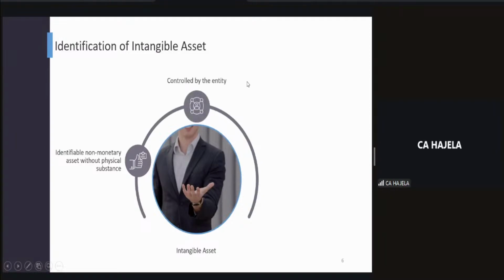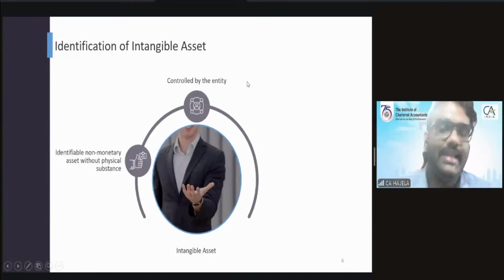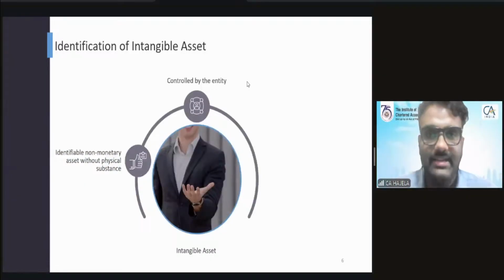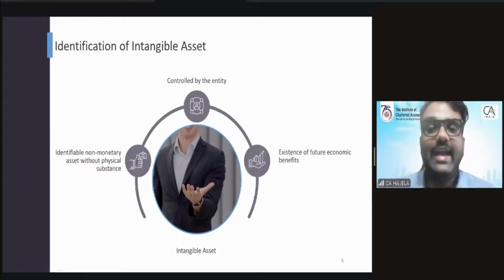which are of course controlled by an entity. They have to be controlled by an entity. For any asset to be considered an asset, it has to be under the control of an entity. This is pretty simple. And there must be existence of future economic benefits. This is very aligned to what a general asset under property, plant and equipment would be. The key differentiation is basically that it is non-monetary and without physical substance. That is what an intangible asset is.